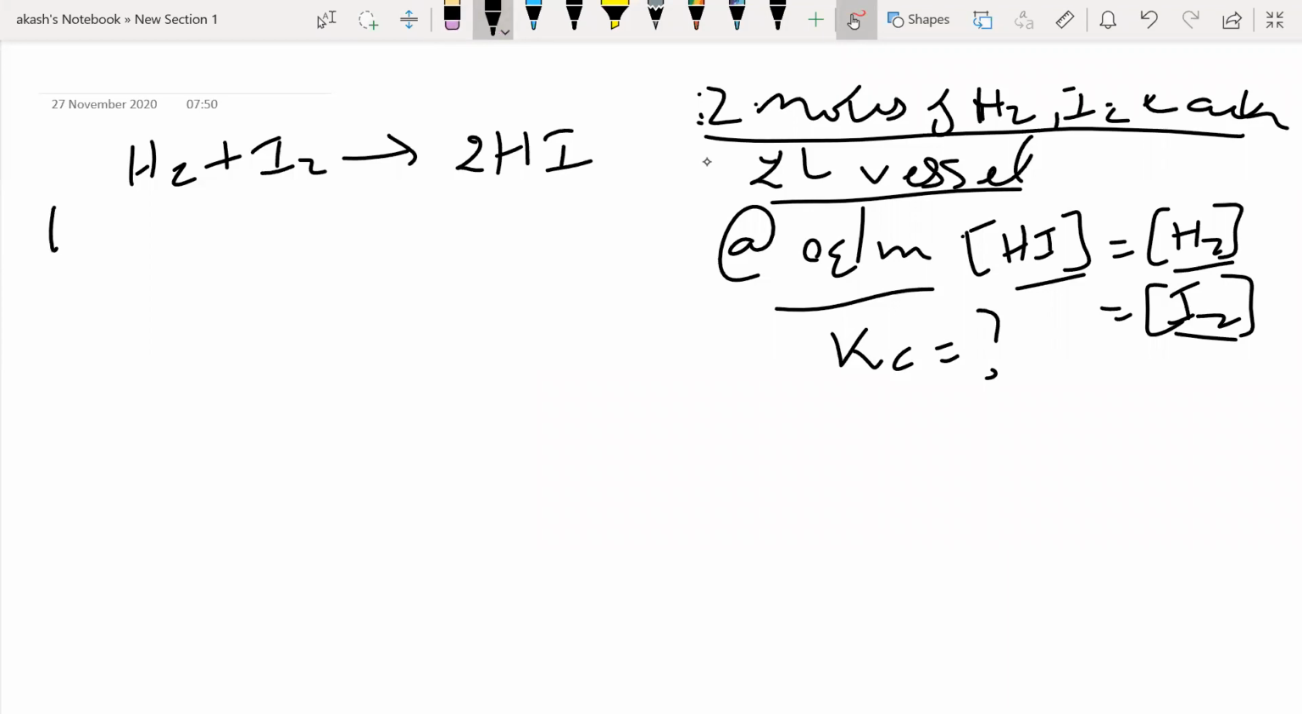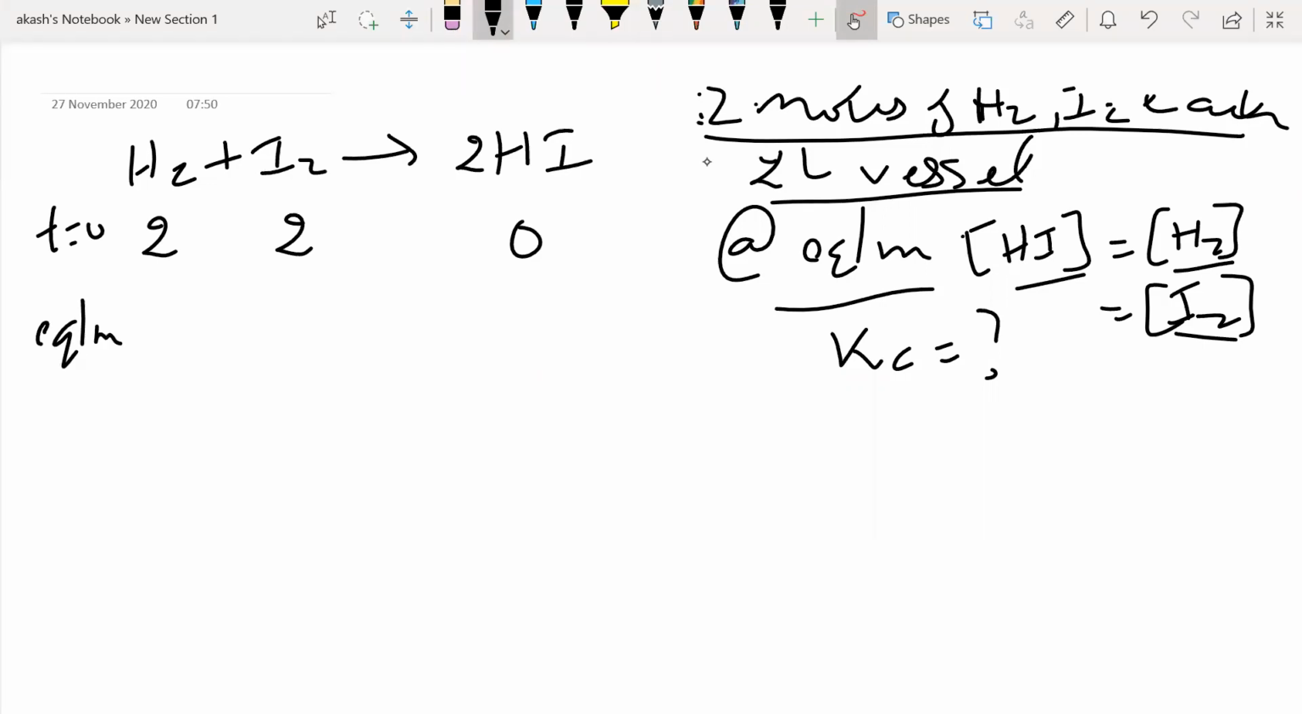So at time t equal to 0, basically they say that I had 2 moles of this and 2 moles of this and 0 moles of this. Okay, right. Now tell me at equilibrium.